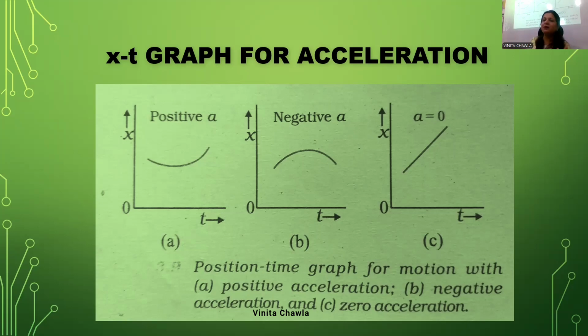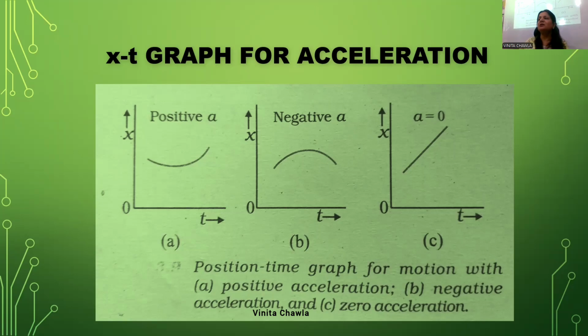What you are seeing on the screen is the displacement proportional to square of time graph. It is not like v proportional to t. When we have v proportional to t or x proportional to t, we draw a straight line. But here we have x proportional to square of time. For positive acceleration, the graph is like this. For negative acceleration, it is going down.